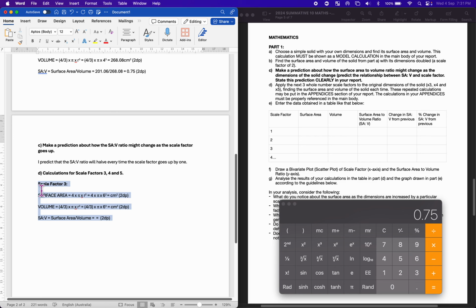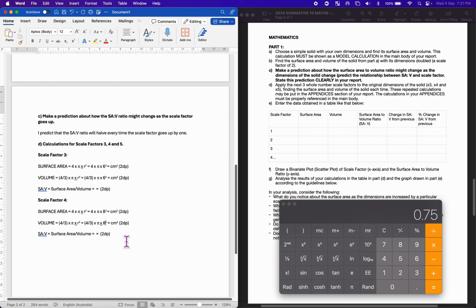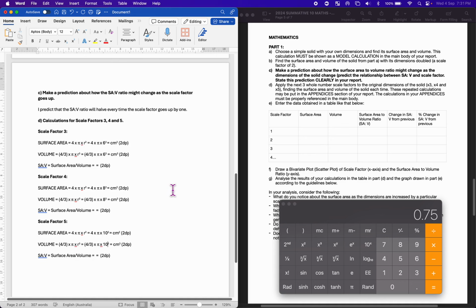Do the same thing again, copy and paste it, but for scale factor 4, so it's going to be 8. I haven't done the maths, I'm just setting up the maths here. And scale factor 5 is going to be 10 and 10. So now let's do the maths.